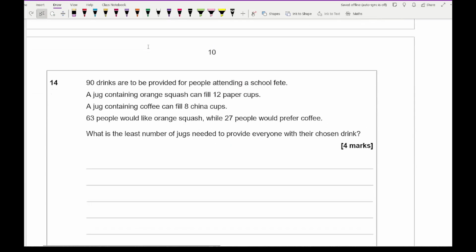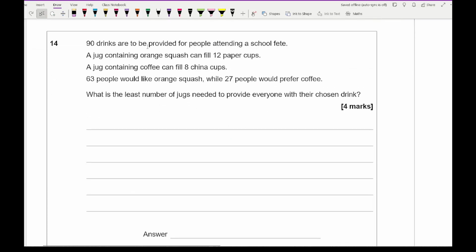Moving on to question 14, it says 90 drinks are to be provided for people attending a school fete. A jug contains orange squash that can fill 12 paper cups, and a jug containing coffee can fill 8 china cups. 63 people would like orange squash, while 27 people would prefer coffee. What is the least number of jugs needed to provide everyone with their chosen drink?